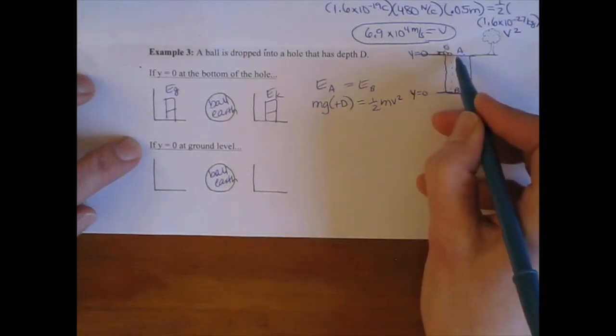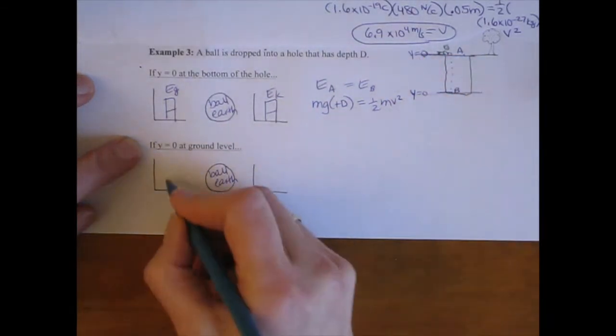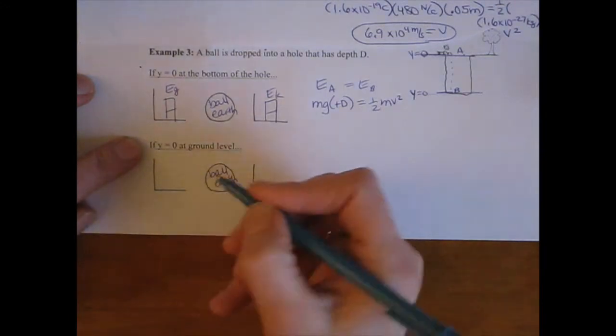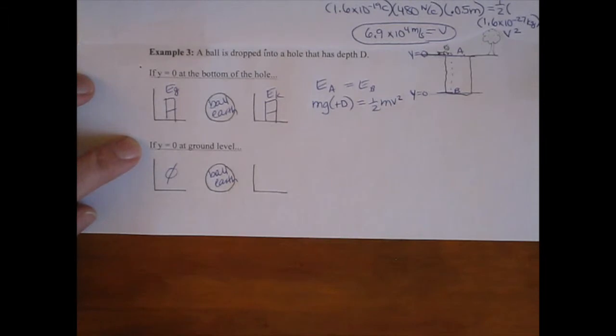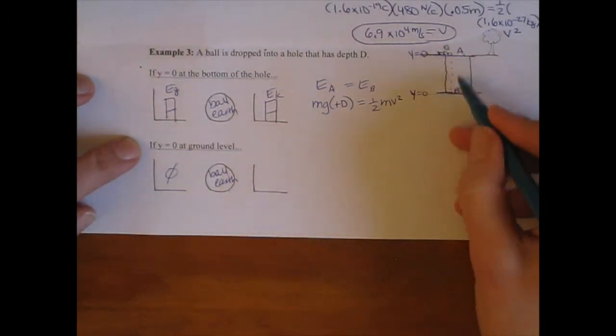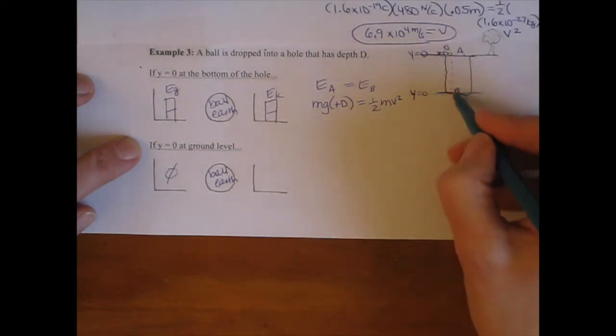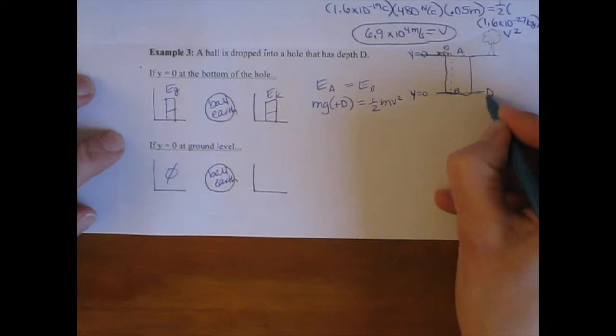Well, in that case, at A, it has no gravitational potential energy because it has no height. This is the 0 level. So no gravitational potential, it's not moving, so we have 0 energy here to start with. Now what about at point B? At point B, now it has a height, you could say, of negative d.